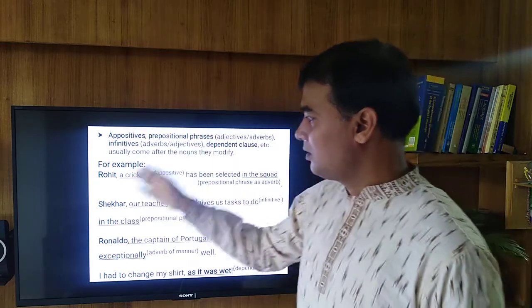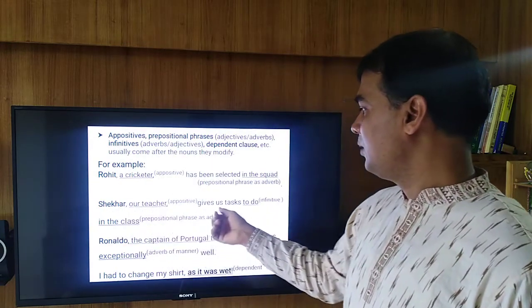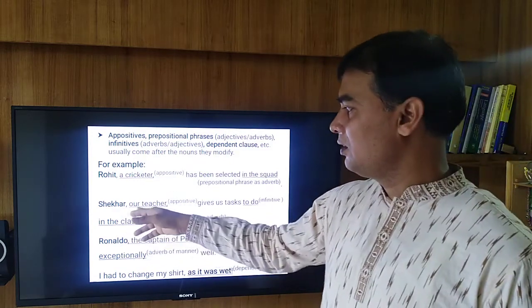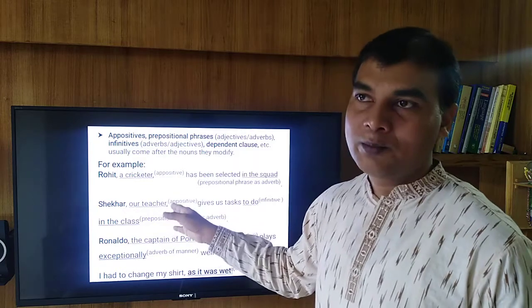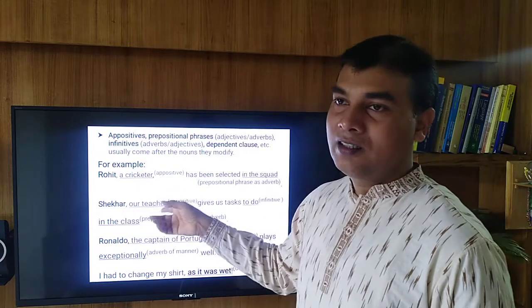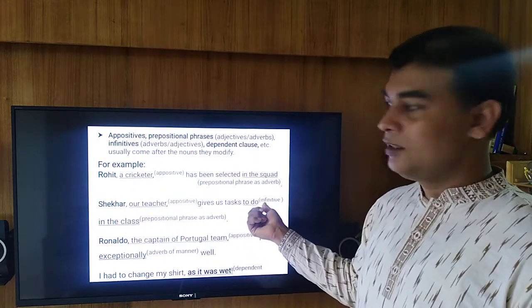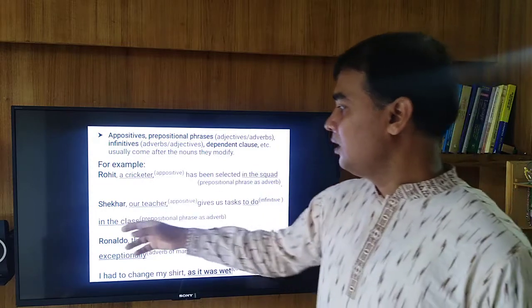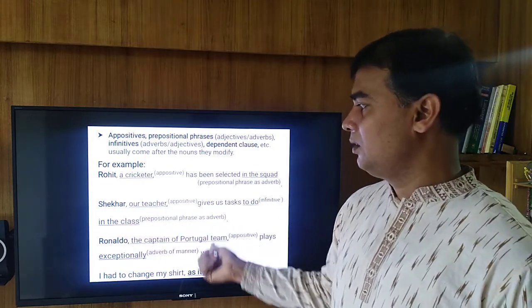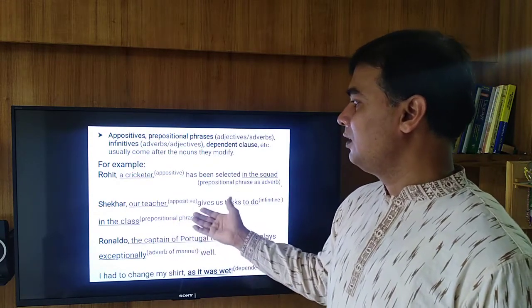And in the second example: Shekhar, our teacher, gives us tasks to do in the class. In this sentence, "our teacher" is also an appositive because it gives extra information about Shekhar. And then "to do" is the infinitive phrase. "In the class" is a prepositional phrase as adverb. So here you see appositive, infinitive and prepositional phrase. They are post-modifiers.